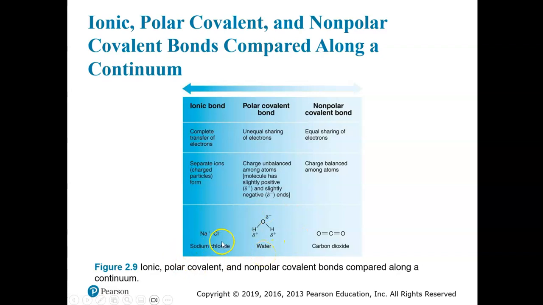So we have sodium chloride as our example of an ionic bond, where opposite ions are attracted to one another, formed from the transfer of electrons from one atom to the other. A polar covalent bond forms when electrons are shared between atoms, but they're shared unequally. And then a nonpolar covalent bond forms when electrons are shared between atoms, but they are shared equally.